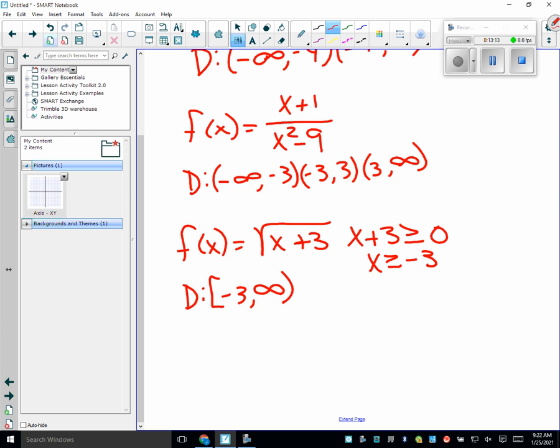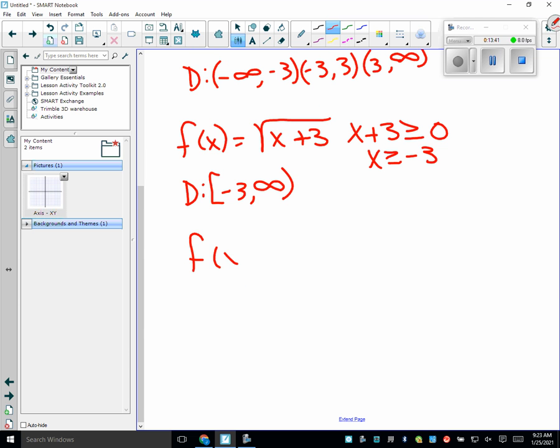This part or this part? The first part? For it to be undefined, what's inside has to be negative. But I'm looking for where it is defined. I don't want to know where it's undefined. I want to know where it's defined. That's what the domain is. Does that help?